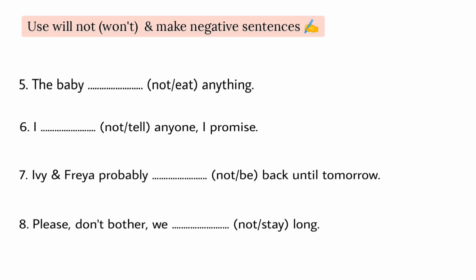Again, the verbs in the brackets are our main verbs. We only have to add will not or won't, but we use won't more. So for example, the baby won't eat anything. It means the baby refuses to eat anything. Or the baby will not eat anything. I won't tell anyone. I promise. I will not tell anyone. I am making a promise here.